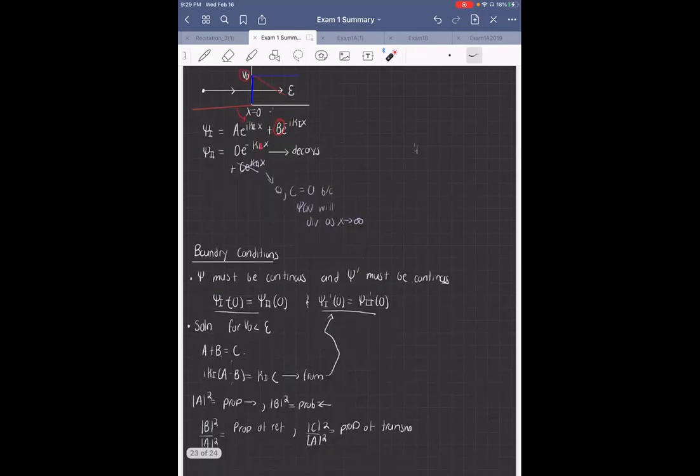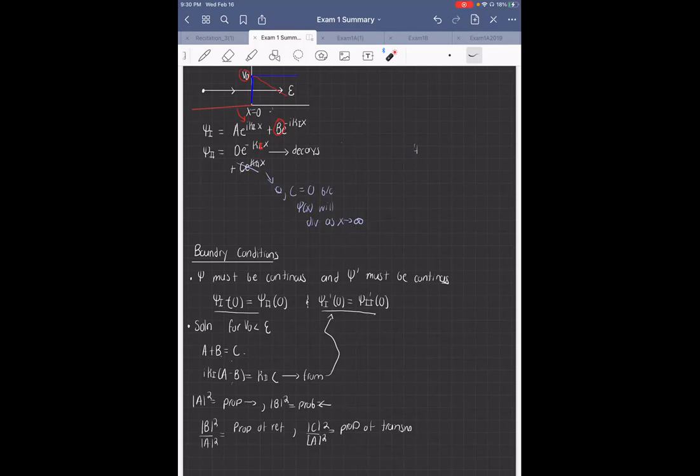And a squared is the probability of it turning right, and b squared is the probability of turning left. The probability of reflection is described by this equation, and the probability of transmission is described by this equation. Does everybody go with that part? I think this part is really not that important, but this part here describes how each term relates to it turning right or it turning left.